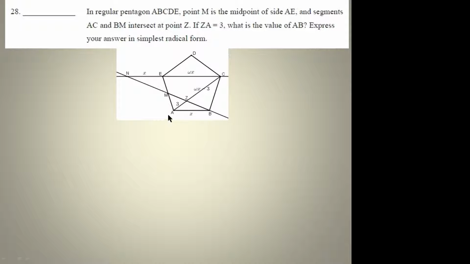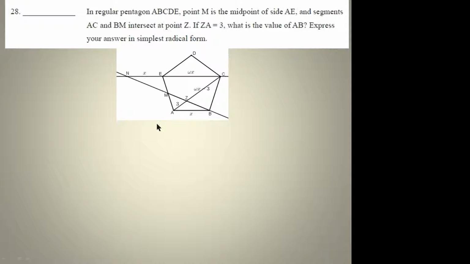Okay, regular pentagon A, B, C, D, E. Segment AC, that's a diagonal. And here, M is the middle point of AE. Then AC and BM intersect at the point Z. So that's Z here. ZA equals 3. That's given.